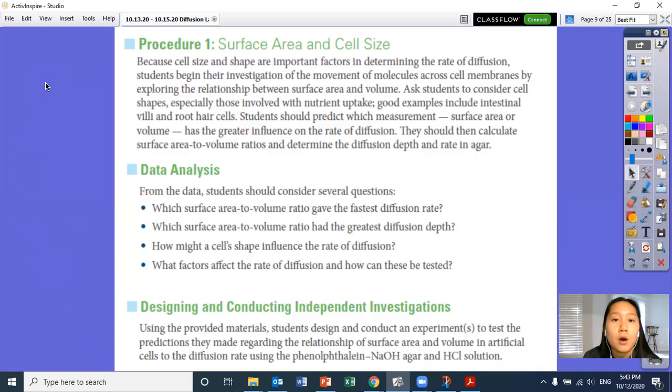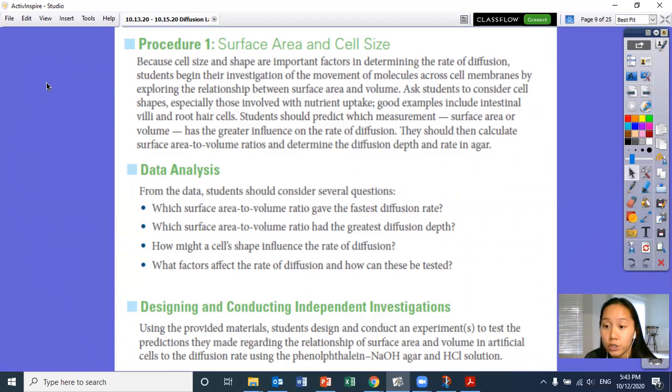Because cell size and shape are important factors in determining the rate of diffusion, students begin their investigation of the movement of molecules across cell membranes by exploring the relationship between surface area and volume. Ask students to consider cell shapes, especially those involved with nutrient uptake, like in your intestines. Good examples include intestinal villi and root hair cells. Students should predict which measurement, surface area or volume, has the greater influence on the rate of diffusion. They should then calculate surface area to volume ratios and determine the diffusion depth and rate in agar.